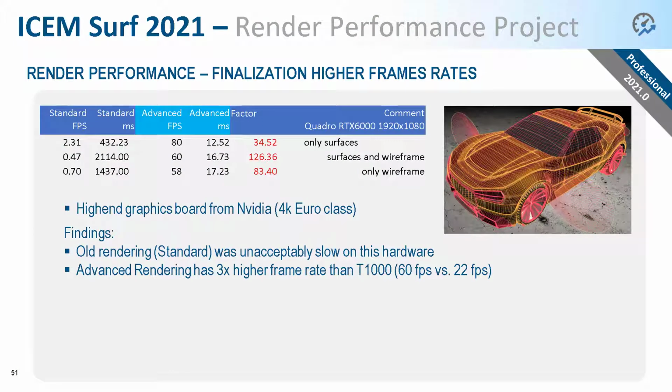And we've also made some background improvements to the rendering performance. In ICEMSurf 2020, we offered advanced rendering for shaded surfaces. So now we've actually introduced wireframe as well. So you can see here that for surfaces and wireframe, we're getting a factor of over 100 times faster, taking advantage of modern graphics cards like the NVIDIA RTX range.